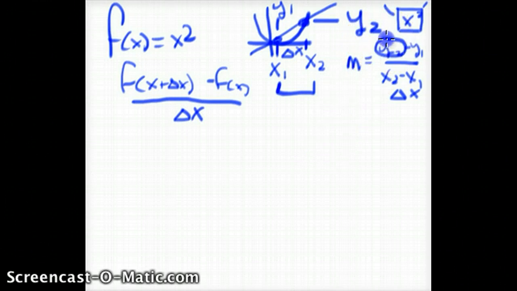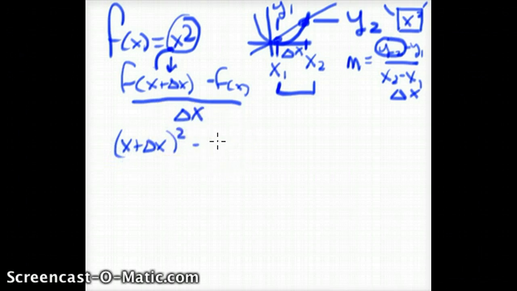The first y is y sub 2, so it's x sub 2, which is x sub 1 plus delta x, that's where this came from, and minus f of x, which is just that y1 right there. Now what is our function in this case? Our function is x squared. So plug in to the function whatever is in parentheses here. So here we go, (x plus delta x) squared, minus f of x, which is x squared, all over delta x. Okay, so this is an algebraic representation of the slope of this line.